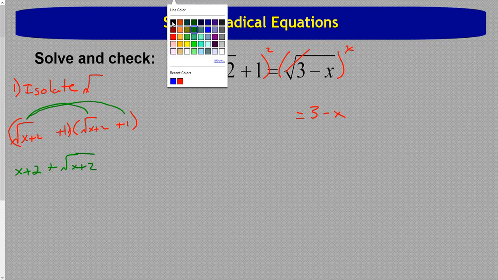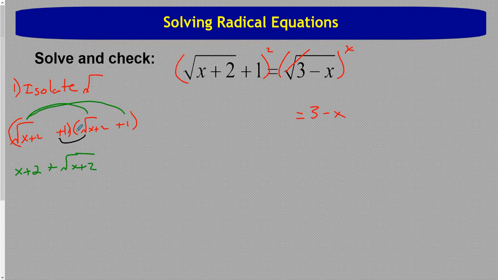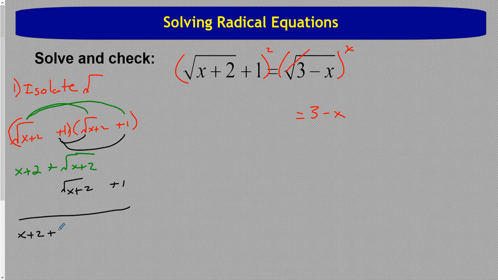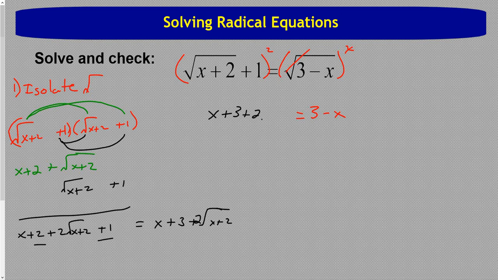Okay, I'm going to change colors. And we'll do this guy. 1 times square root of x plus 2 is going to give me another square root of x plus 2. And then 1 times 1 gives me a 1. So when I combine all of this, what I end up with is x plus 2 plus 2 times the square root of x plus 2 plus 1. 2 plus 1 is 3, so this can become x plus 3 plus 2 times the square root of x plus 2. That's my left side. When I square this, this is what we get. And over here on the left is the reason why.